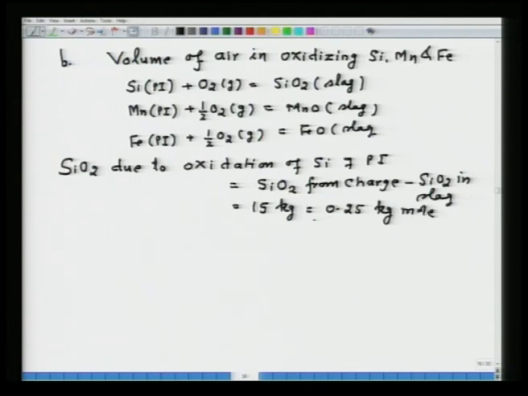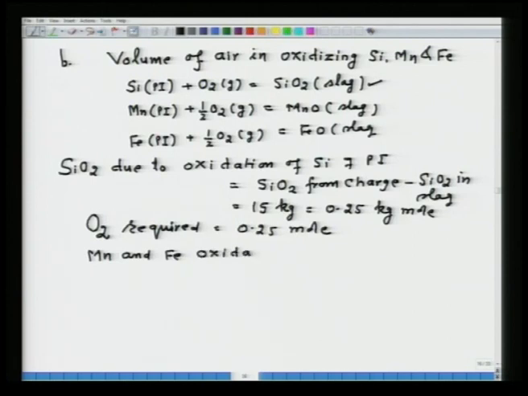of silicon gets oxidized. So, O2 required would be how much? As a result of this reaction, 1 mole silicon, 1 mole oxygen. So, 0.25 moles, you require 0.25 moles of oxygen. Similarly, one can also calculate manganese and iron oxidation, because you know the FeO content of slag, you know the MnO content of slag, and from that you can calculate.